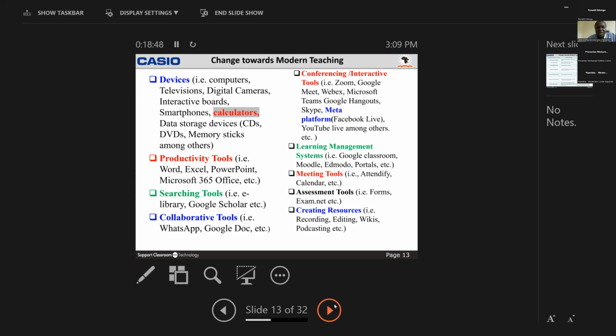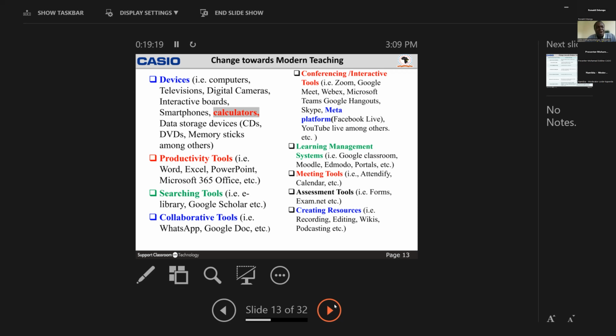So we could categorize this modern teaching by using devices like computers, television, digital cameras, interactive smartphones, data storage devices, DVCs, memory sticks. But the highlight we have there is a calculator, which my friend will emphasize in a short while. We have productivity tools: Word, Excel sheet, PowerPoints, which I'm using to present here, Microsoft 365 Office, and the others.